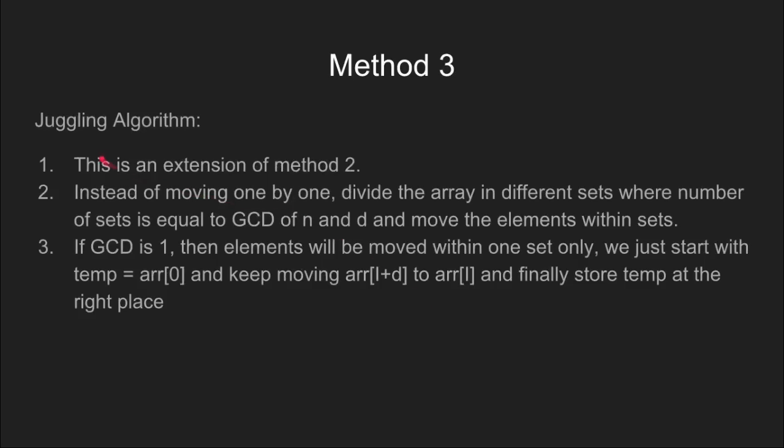The third method is called the juggling algorithm, which is an extension of method 2. Instead of moving one by one, we divide the array in different sets, where the number of sets is equal to the greatest common divisor of n and d, and move the elements within sets. If the GCD is 1, then elements will be moved within one set only. We just start with temp equal to the 0th element of the array and keep moving the l plus jth element to lth place, and finally store temp at the right place.